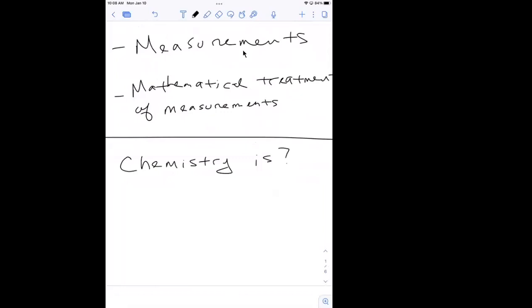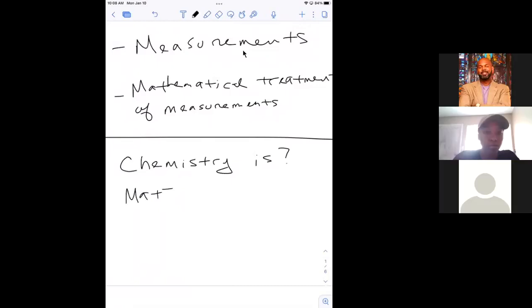What is it? Especially if you had it before. That's why I asked that question. So what is chemistry? What are we studying? The study of matter and the changes it undergoes. Yes, so we're studying matter.